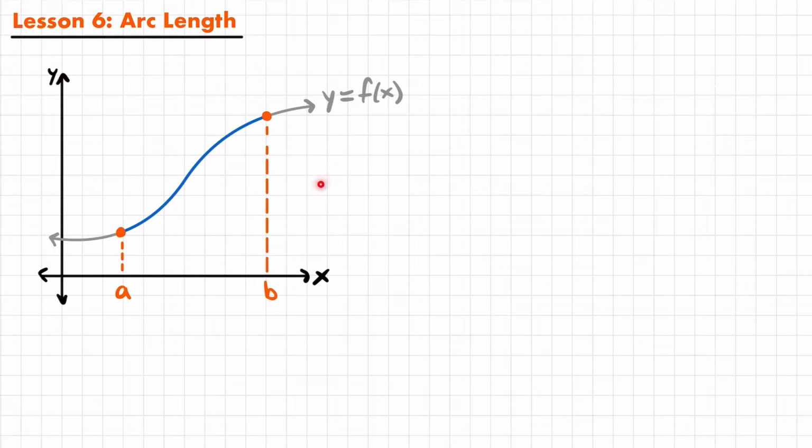Consider this graph right here where we have the function y equals f of x. Let's say that we wanted to know the length of the curve from a to b on this function. How would we find that arc length L?